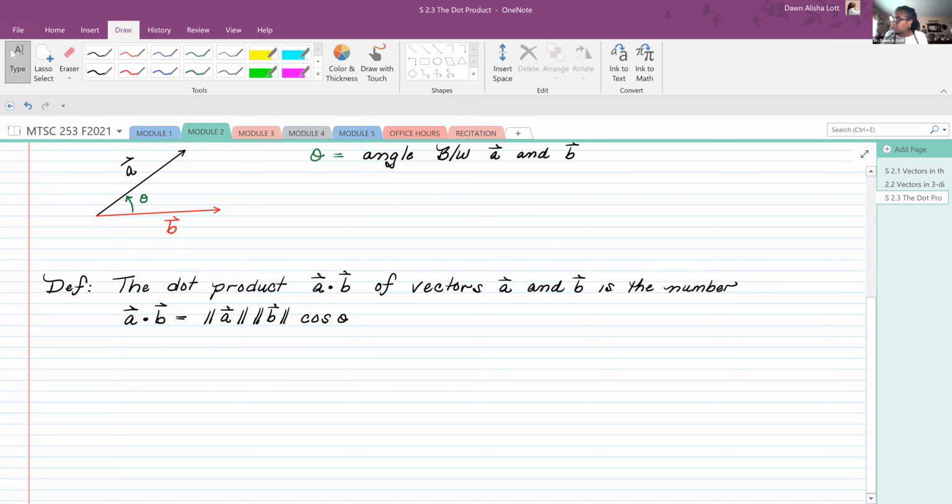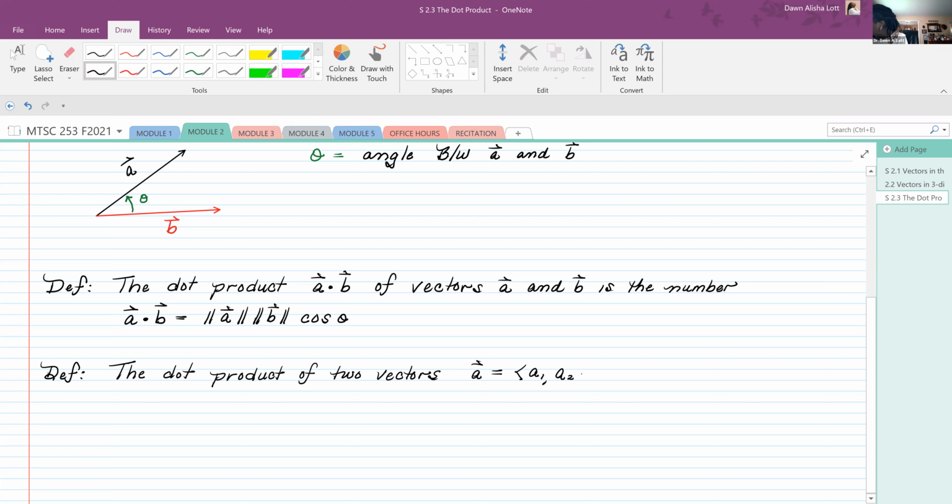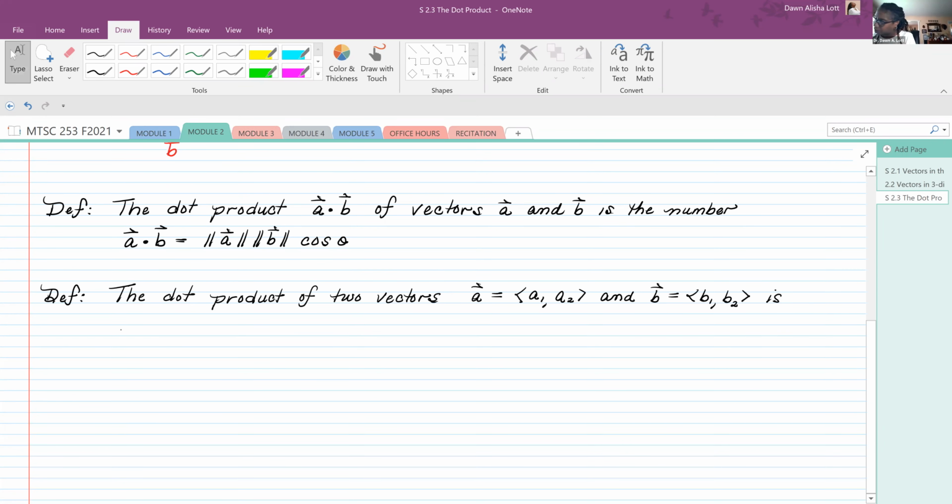And the way you compute the dot product of two vectors A equal to the vector A1, A2, and B equal to the vector B1, B2 is A dot B. That's to take A1 times B1 and add that to A2 times B2.